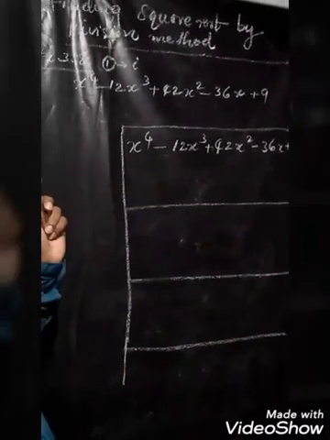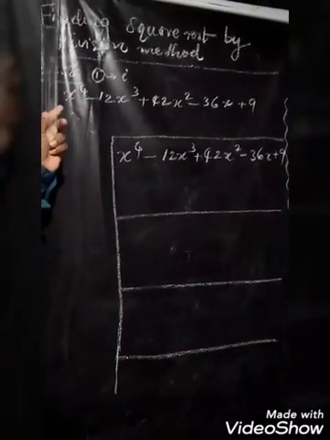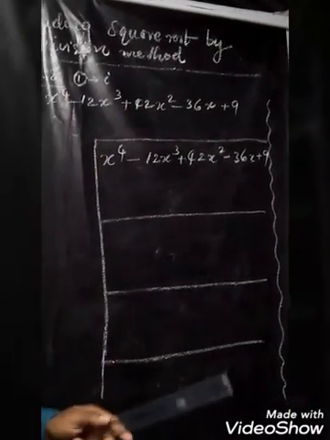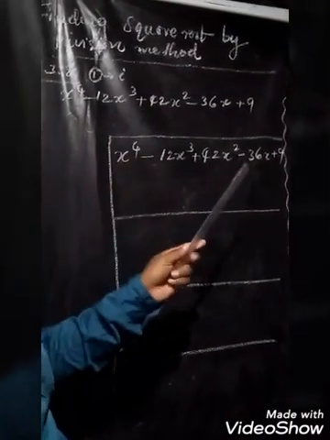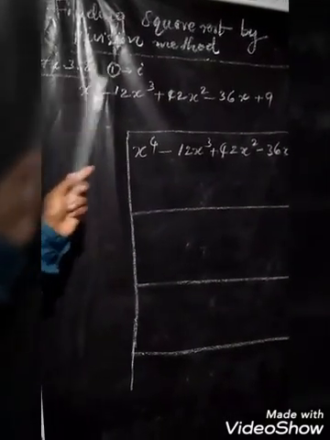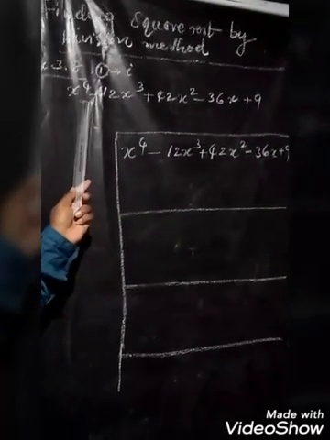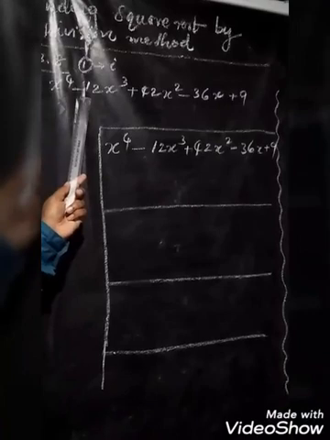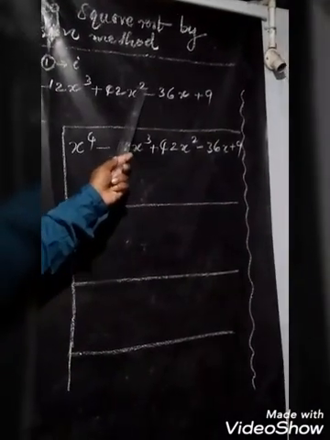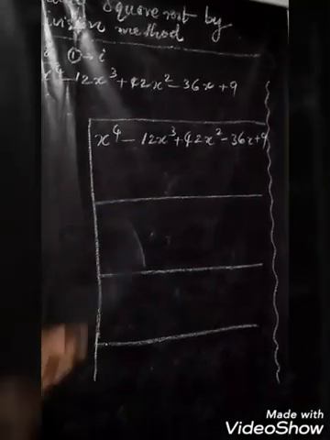10th Maths, 3rd chapter, algebra. In that, one important topic: finding the square root of a polynomial by the division method. Exercise 3.8, the first sum. For example, x power 4 minus 12x cube plus 42x square minus 36x plus 9 is the question.